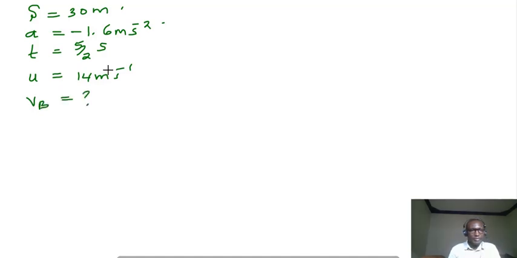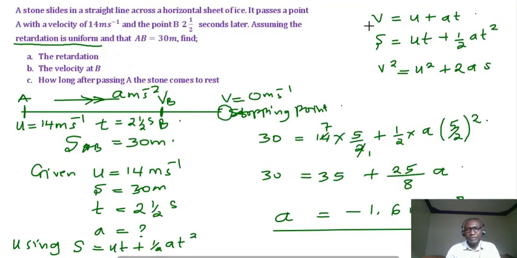Now, since we have u, we have a, and we have t, getting back to these equations, it means we can use this first one. We have this, we have a, we have t. We need to find the final velocity at b.